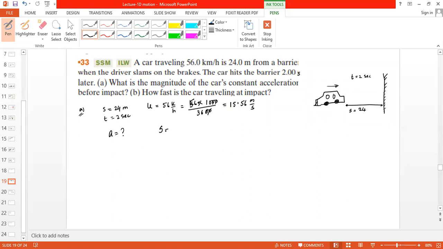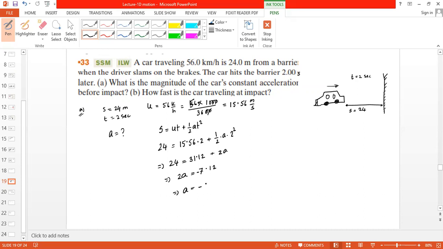I should use this formula, s equal to ut plus 1/2 at square, right? So basically s is 24 equal to ut, 15.56 into t, plus 1/2 a into 2 square, 4. So that is basically 24 equal to 31.12 plus 2a. So this will give us 2a equal to 31.12 minus 24, that is 7.12. Or my a equal to, oh, this should be a minus.